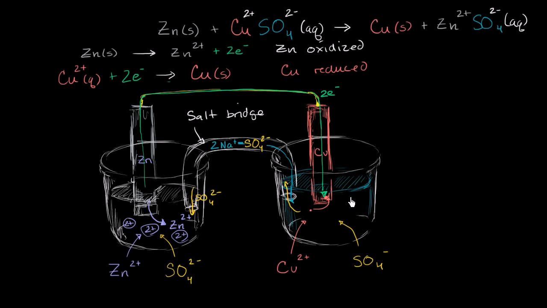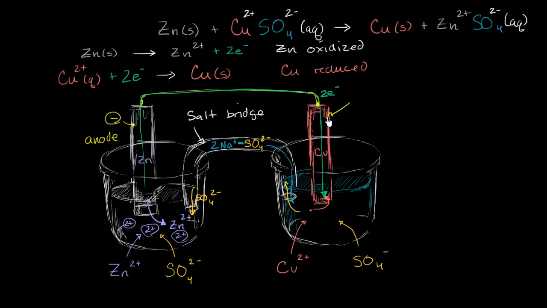Where is the current coming from and where is it going? Well, the negative terminal of a battery is where the electrons are coming from. So the electrons are coming from the zinc bar right over here. So this is the negative electrode of the battery, and the negative electrode is often called the anode. That is the anode of this battery.